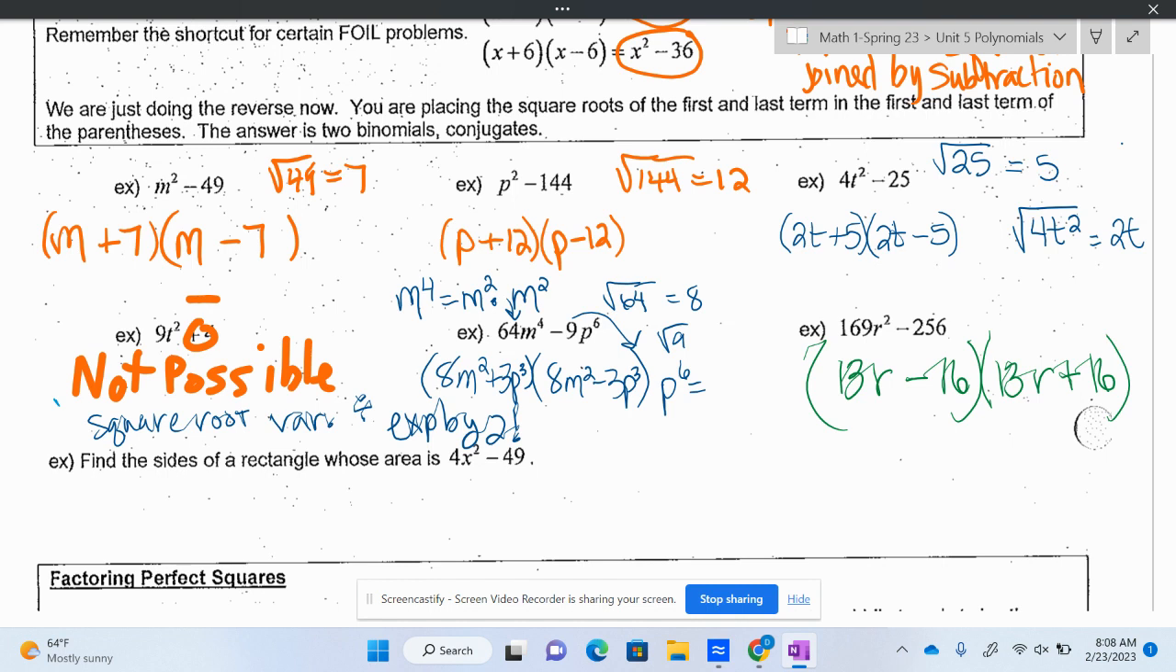Okay, what about the sides? Go ahead. You can't do that because it's not joined by a minus. It has to be joined by a minus.